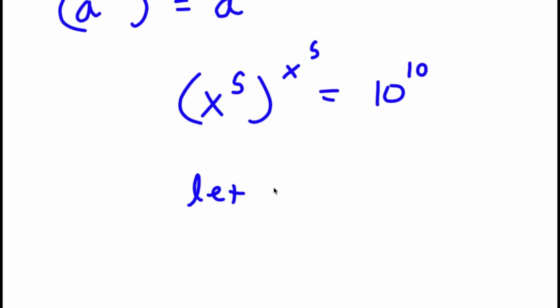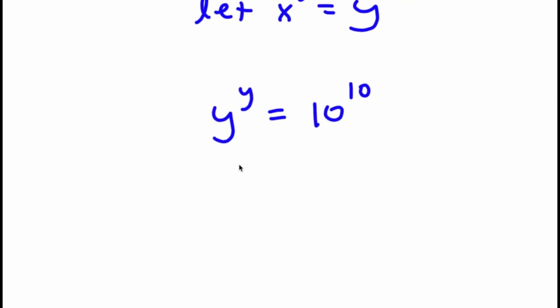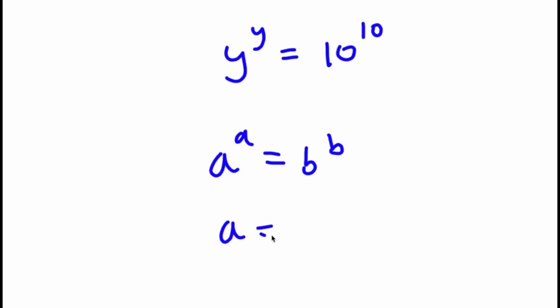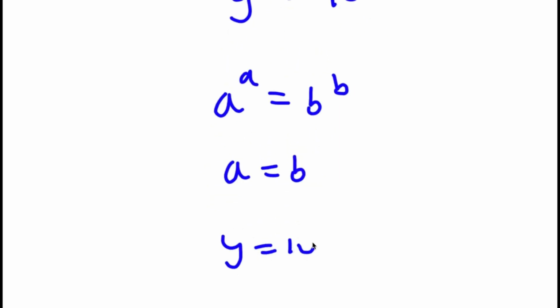Now, I'm going to let x to the power of 5 equal the variable y. So now if I replace x to the power of 5 with y, I get y to the power of y is equal to 10 to the power of 10. Now, if I have something in the form a to the power of a is equal to b to the power of b, this means that a is equal to b. So in this case, y is equal to 10.